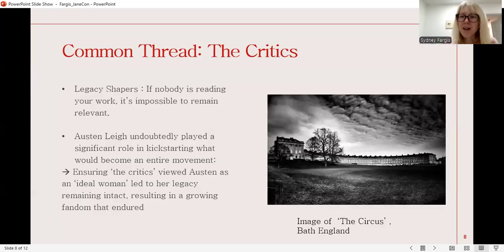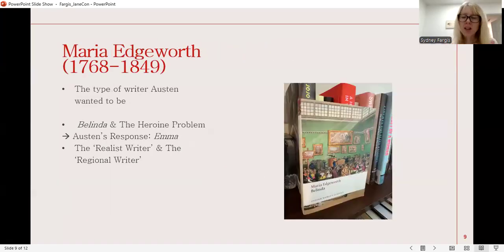This is a photo of the Circus in Bath, England, turned black and white. So, Maria Edgeworth. And I guess I will stick with discussing images for a moment. This very complex photo. No, this is a shot of Maria Edgeworth's Belinda. My copy of Belinda. Sorry, the cat feeder just went off. That I took on one of my shelves.